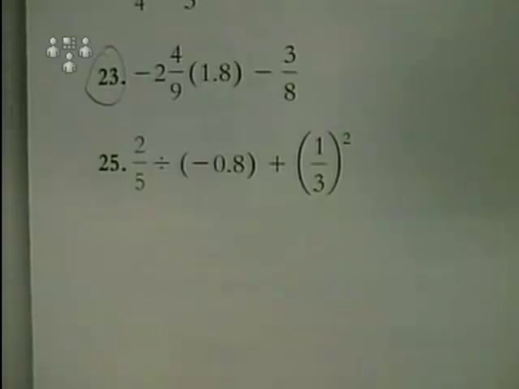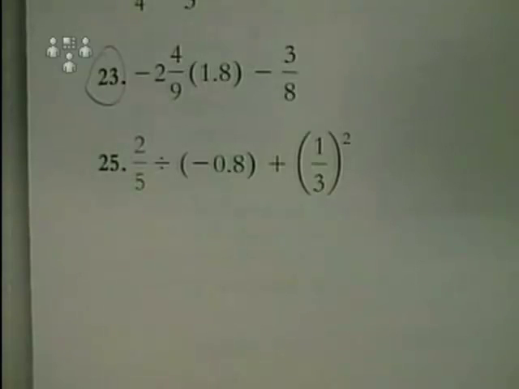Okay, so James is going to share a problem with me. Look at the problem above that one. Okay, so the 23, which is minus 2 and 4 ninths, times 1.8 and minus 3/8. It's like that one? Okay, I'm still going to go over here. I'll just write the 23rd problem down. So this is number 23. We have a negative 2 and 4 ninths.